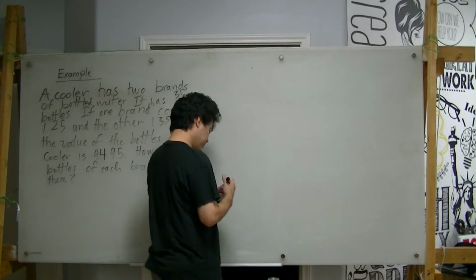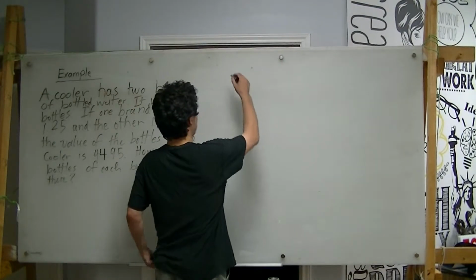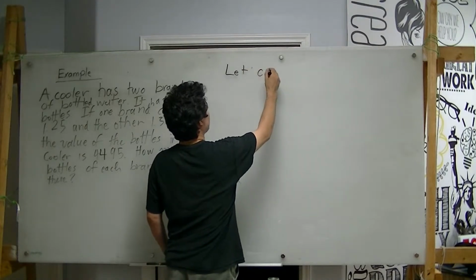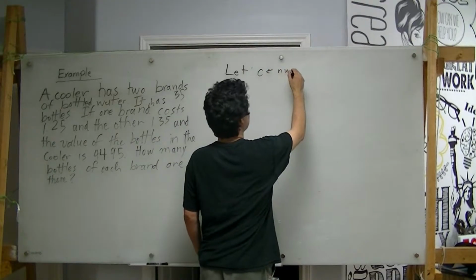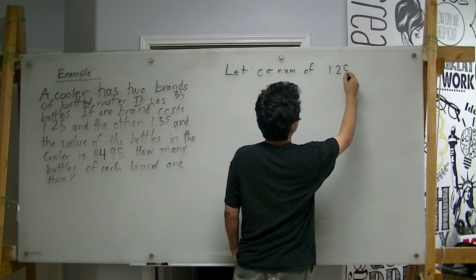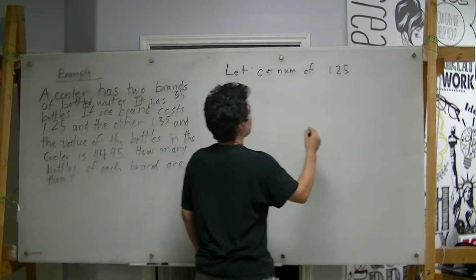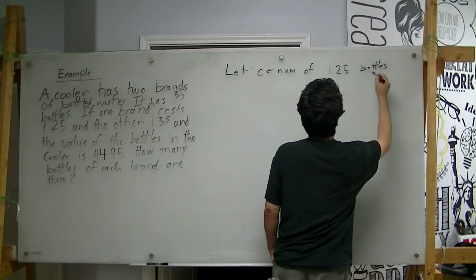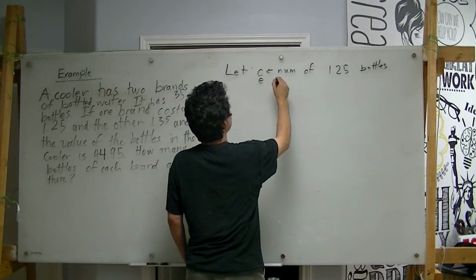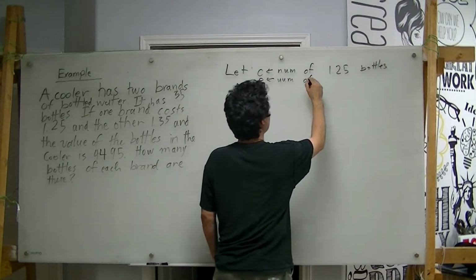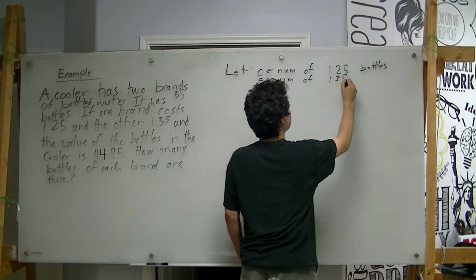So let me first state what our variables are going to be. I'm going to let C stand for the number of $1.25 bottles. And I'm going to let E be my number of $1.35 bottles.